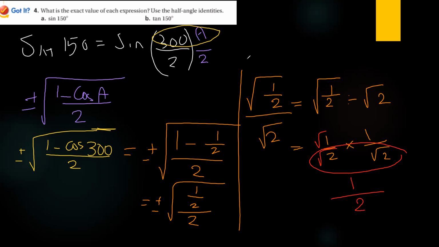Now, the last thing here, that is positive or negative, I want to decide. Now, I will look at 150. Where is 150? In which quadrant does it lie? It's in quadrant 2. And since I am in quadrant 2, my sign is positive. So I will say positive half.